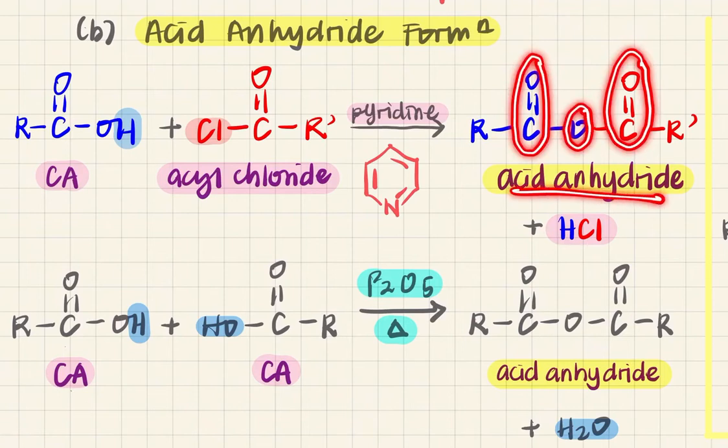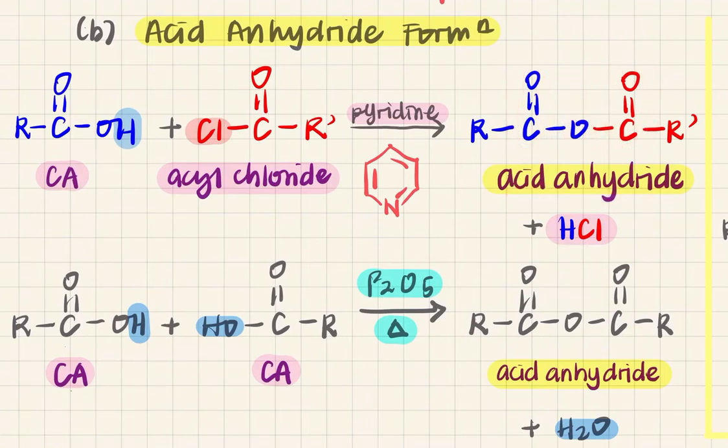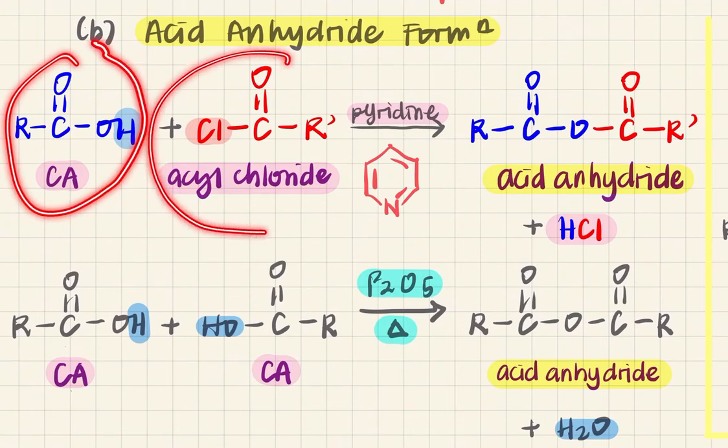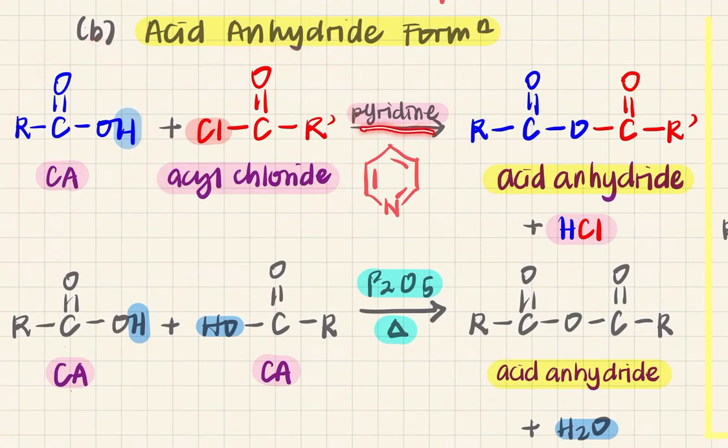Okay, that's acid anhydride. So there's two ways for you to form acid anhydride with your carboxylic acid. Okay, so you can react your carboxylic acid with acyl chloride in the presence of pyridine. So this is pyridine, okay, and you will get acid anhydride and eliminate HCl. So you will eliminate H from your carboxylic acid and you will eliminate Cl from your acyl chloride. Okay, so that's the first way for you to form acid anhydride.